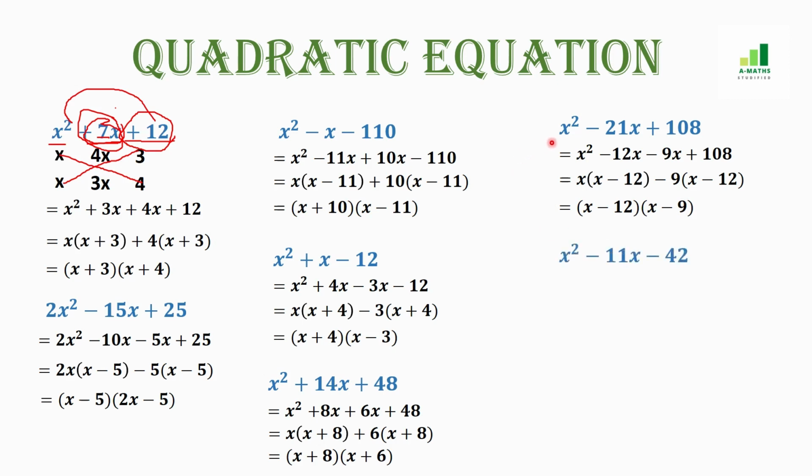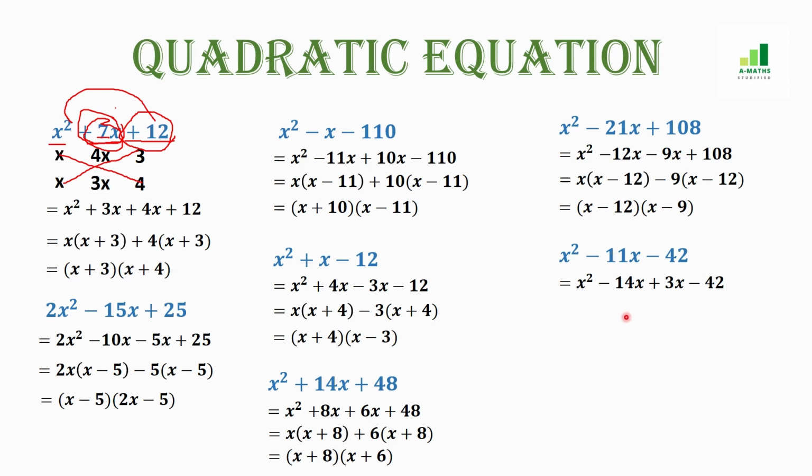Now our next question is x square minus 11x minus 42. The C of a quadratic equation has a negative sign. It means that this b will break into the opposite sign. So I can write this equation as x square minus 14x plus 3x minus 42. x square remains the same, minus 42 remains the same, but this 11x will turn into minus 14x plus 3x. 14 minus 3 equals 11x.